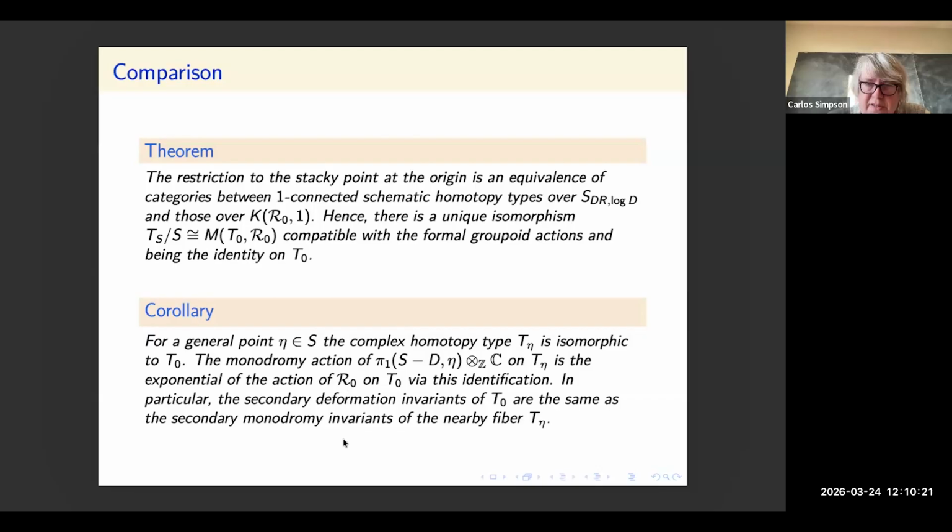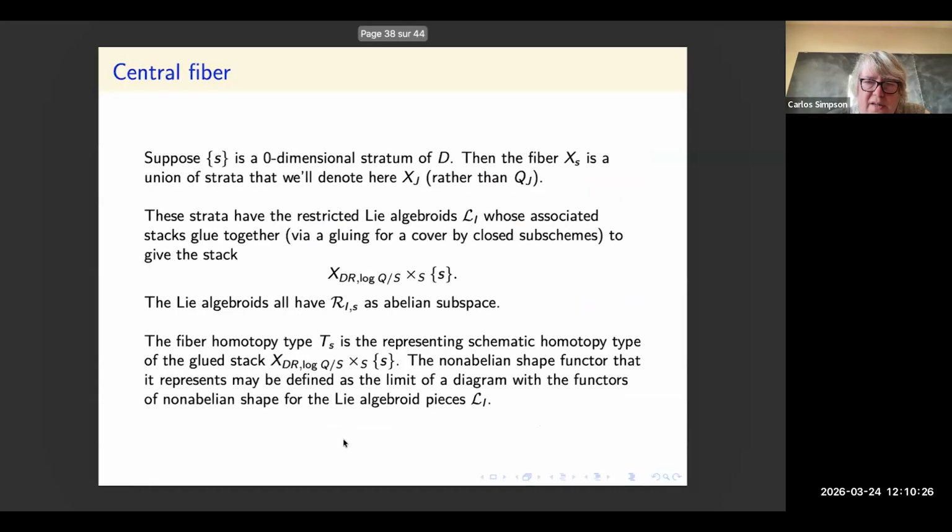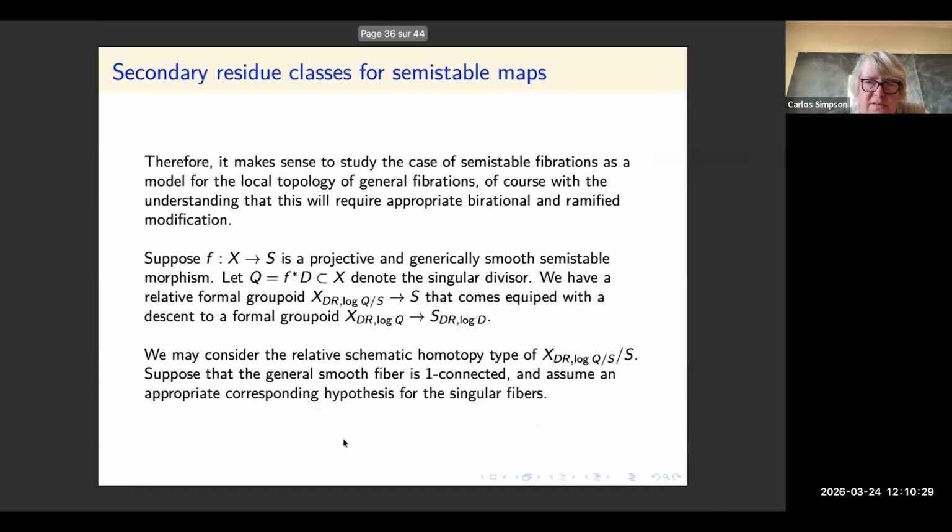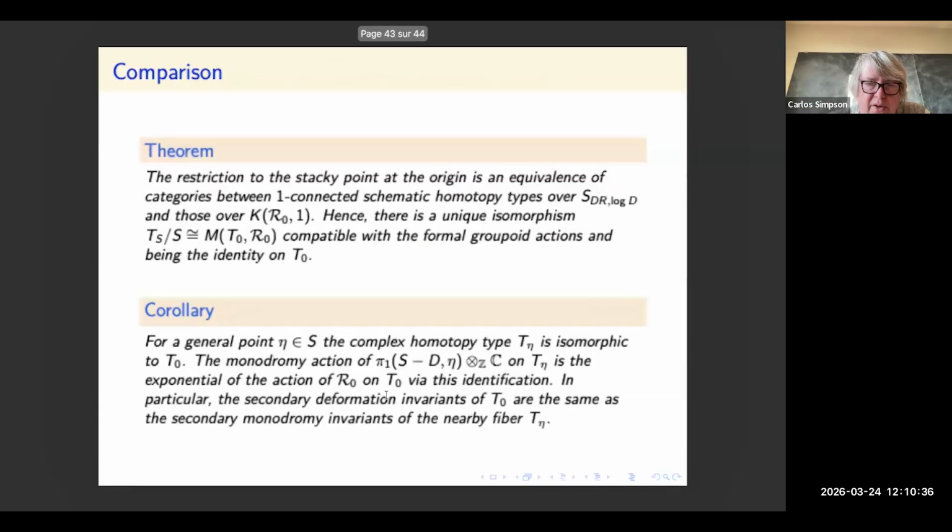And then let's see, I guess I didn't say this, but in particular, that applies to this case of semistable fibrations. That's what I'd like to say here. So this corollary applies to the case of semistable fibrations. So this tells us that the nearby fiber with its mapping to a little small nearby torus, the secondary invariants of that thing can be calculated as sort of algebraic geometry secondary invariants of the action of R0 on the homotopy type of the fiber.